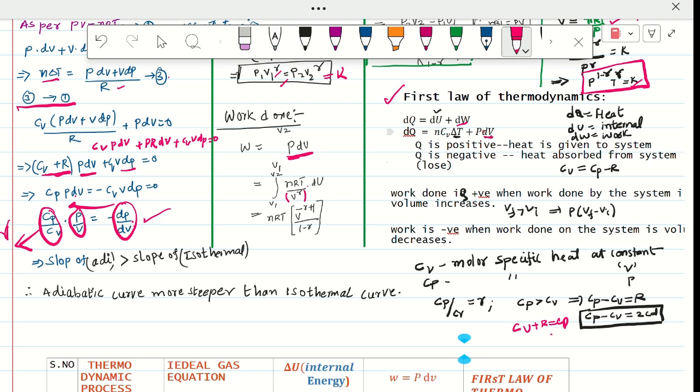Coming to PdV, PdV means P into (Vf minus Vi). So work done means what? PdV, P into (Vf minus Vi). Where Vf is increased from the initial value, that means work is done by the system. The system is trying to expand, pushing the piston out or trying to escape from the balloon. In that case, work done is positive. That means where volume is increasing, work done is positive. Where volume is decreasing, work done is negative. That means work is done on the system. If you are adding weight on the piston, more weight, then work done is negative.